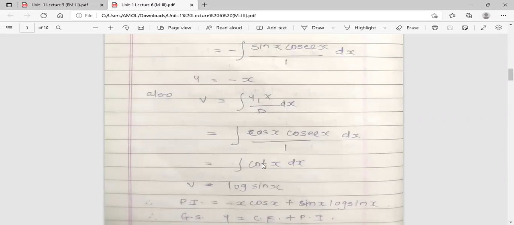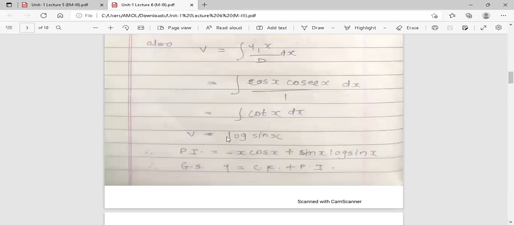So cos x upon sin x is cot x. And so the integration of the cot function, cot x, is log of sin x. So the value of v is log of sin x. So what is yp? yp is equal to uy1 plus vy2. In uy1, u is minus x, y1 is cos x, plus v. v is log of sin x, into y2, which is sin x. And so the general solution is y is equal to CF plus yp. Write down the general solution.